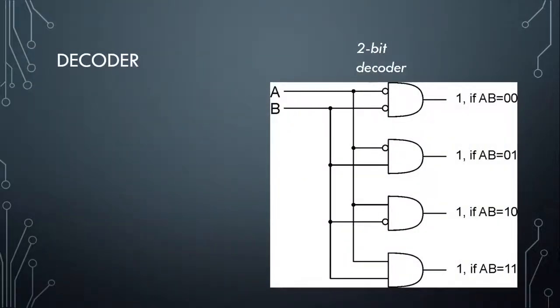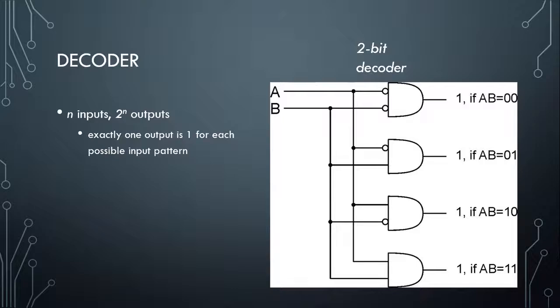Now, we also need to talk quickly about a decoder. With a decoder, you have n inputs, and that means there are 2 to the n outputs. This means that exactly one output is one for each possible input pattern. So let's look at this diagram here because it might make a little more sense.